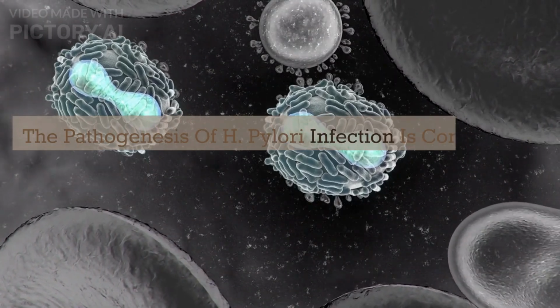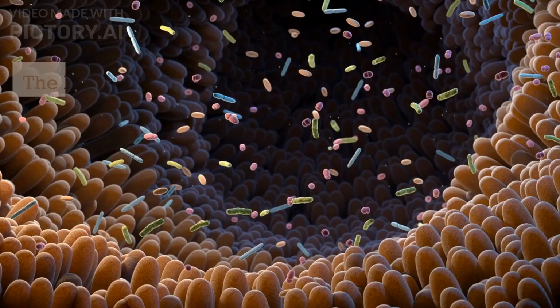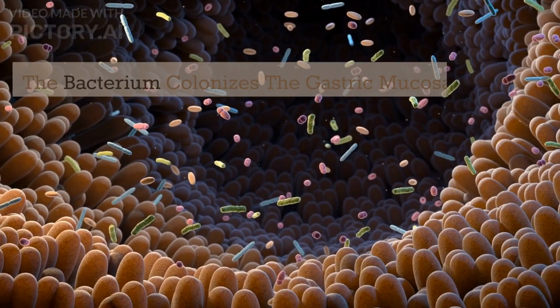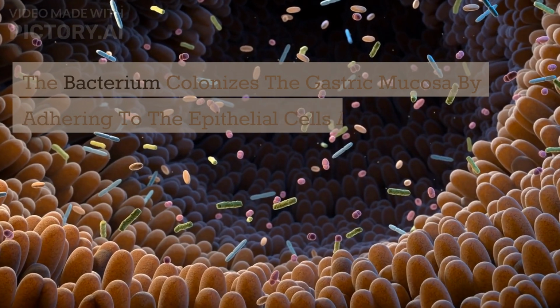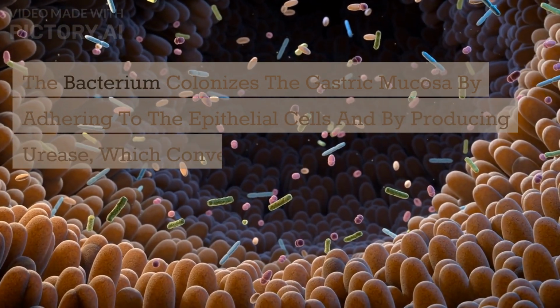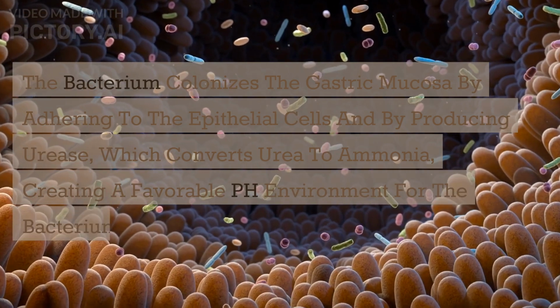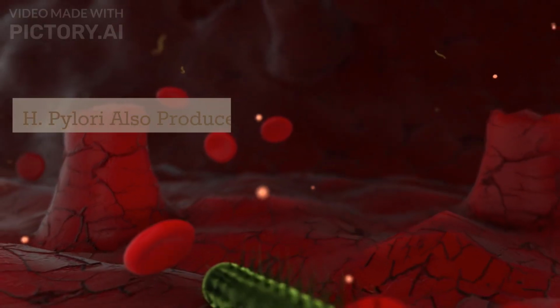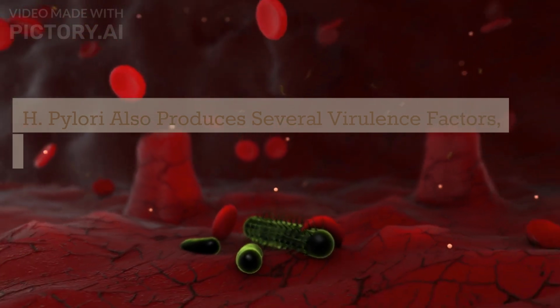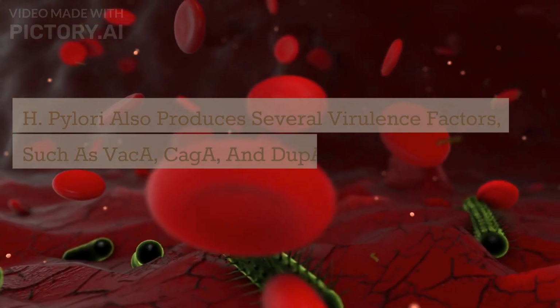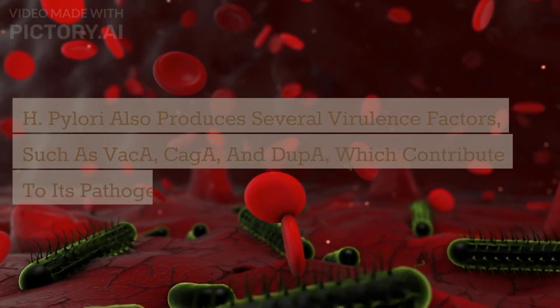The pathogenesis of H. pylori infection is complex and multifactorial. The bacterium colonizes the gastric mucosa by adhering to the epithelial cells and by producing urease, which converts urea to ammonia, creating a favorable pH environment for the bacterium to survive.